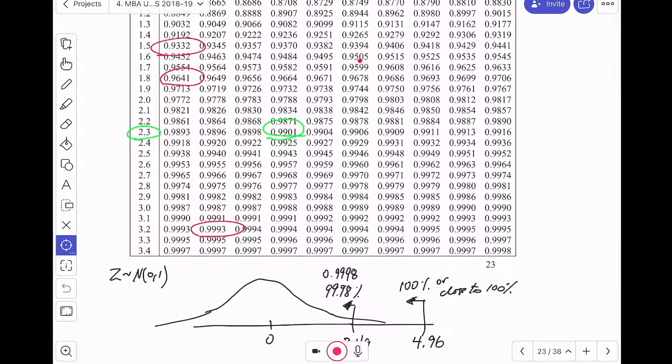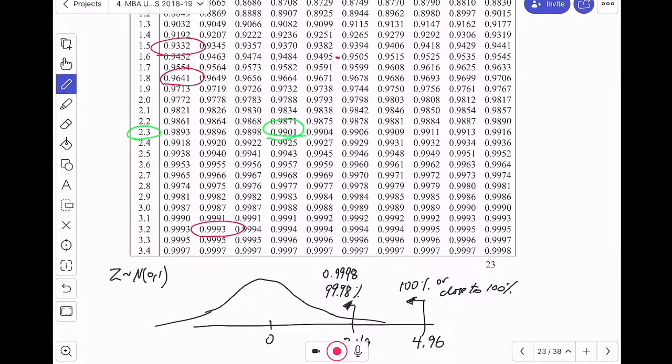And you see these two here. Now, neither of them are 95, but they're both equidistant from 95%. This one is 0.0005 below, and this one is 0.0005 above. So because it's equidistant, I will average the two, because I can't decide which one's better, okay?